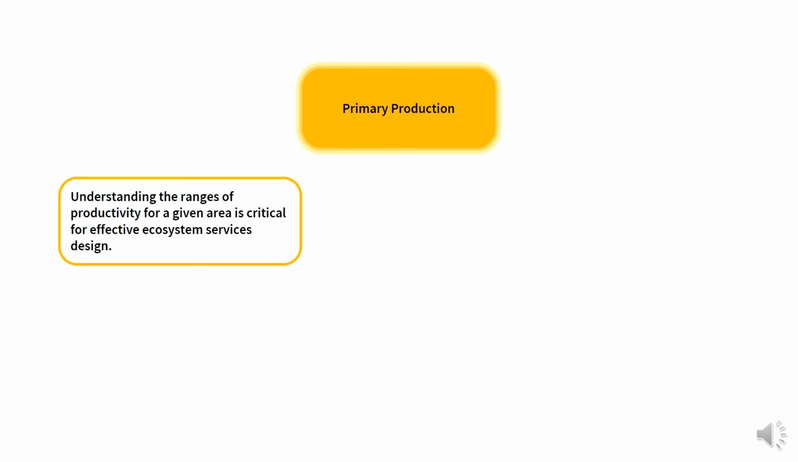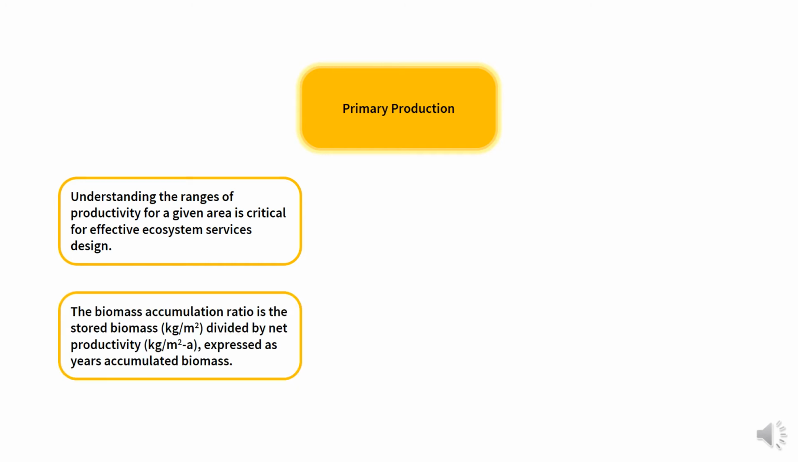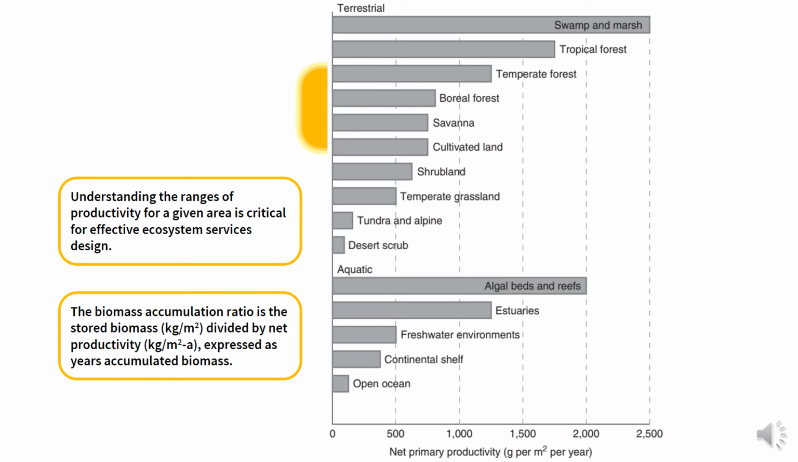Understanding the ranges of productivity for a given area is critical for effective ecosystem services design. The most productive unsubsidized solar-powered ecosystem, tropical forests, produces about 1.75 kg per square meter of biomass through net productivity, while a subsidized solar-powered ecosystem, such as wetland, can produce as much as 2.5 kg per square meter of biomass, as shown in this figure. The biomass accumulation ratio is the stored biomass divided by the net productivity, expressed as the years of accumulated biomass.